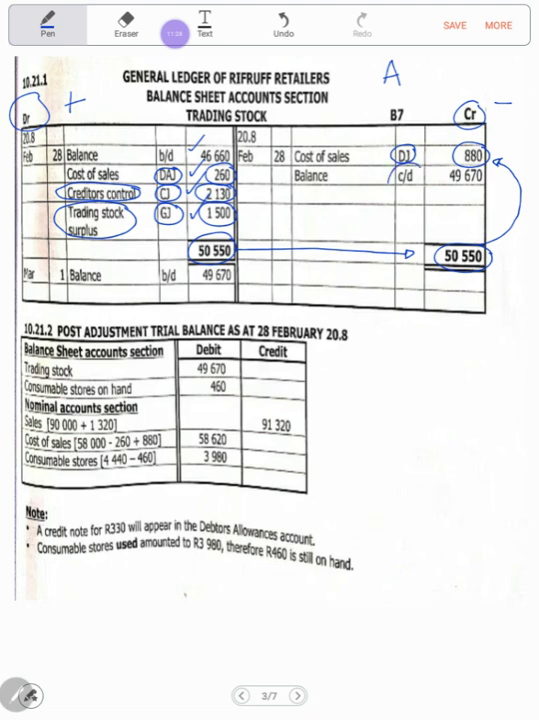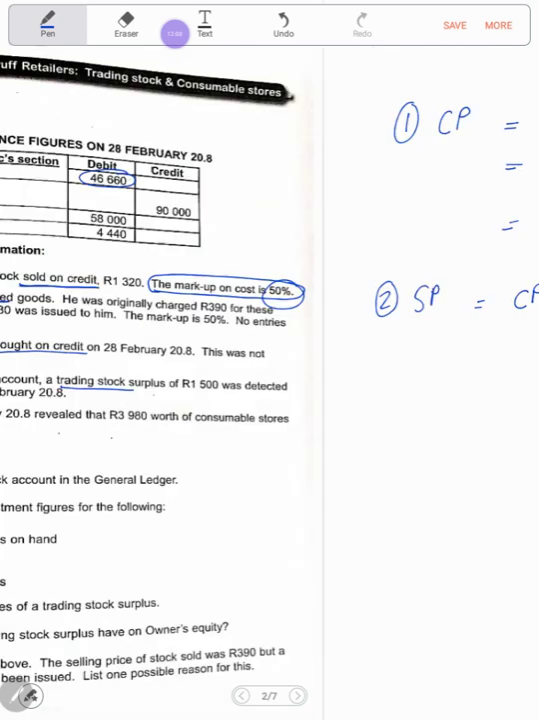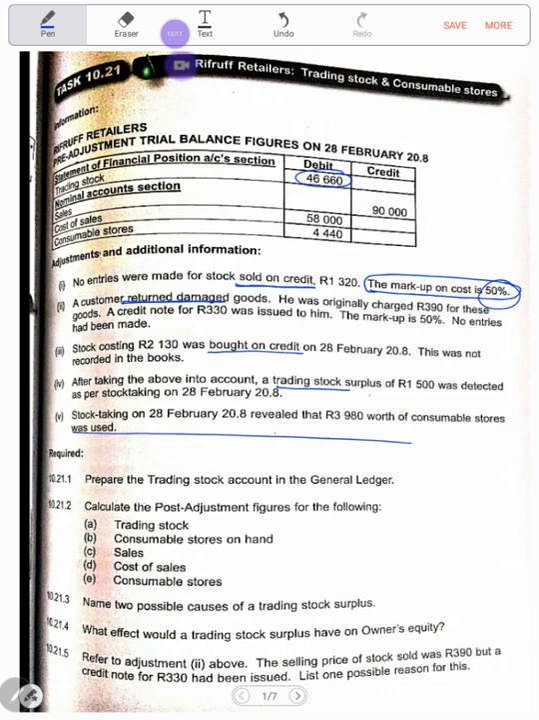We're carrying the balance right down to the next month, and this is just to say that we have a positive stock balance worth 49,670 after we have taken into account our adjustments. Moving along, we are now going to the post-adjustment trial balance. Post meaning I have taken the adjustments into account. All right, our trading stock, after taking all those adjustments into account at the top, we have figured that we have a debit balance of 49,670.